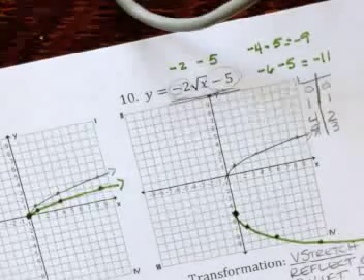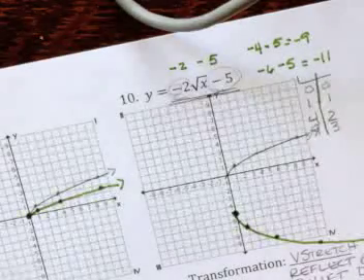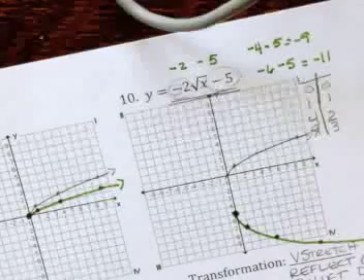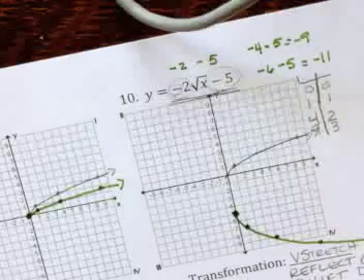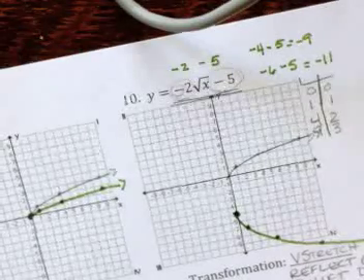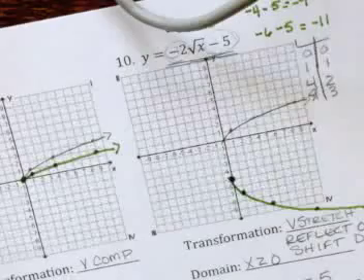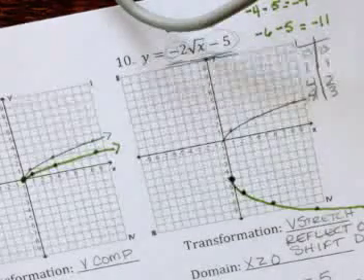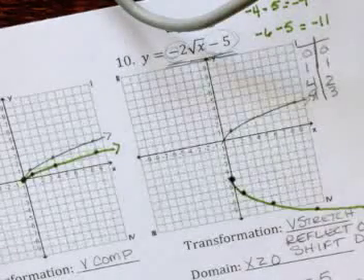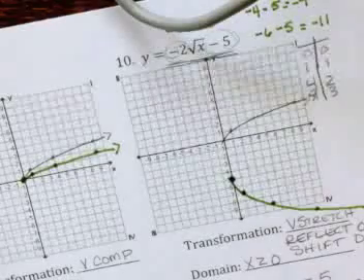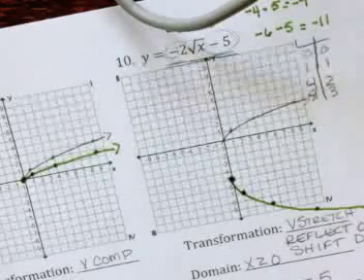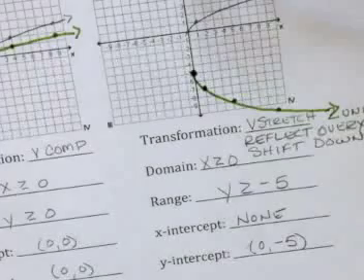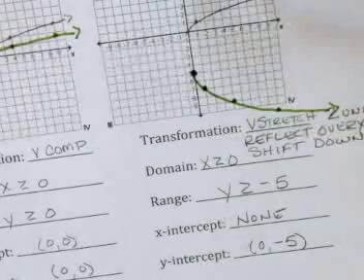So, domain, we didn't shift left or right, so we still have our parent domain. But our range, we did shift up and down. Our range now has to reflect that k value of -5. Our x-intercept, we can tell by looking at the graph, it's not going to have one. And our y-intercept now is at 0, -5. So these are the answers to the questions that are below the graph.